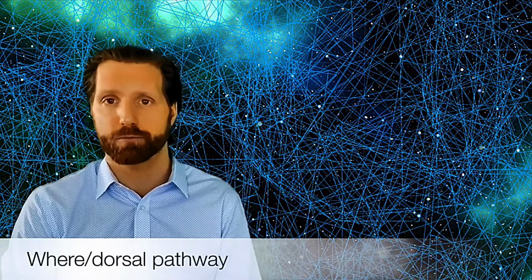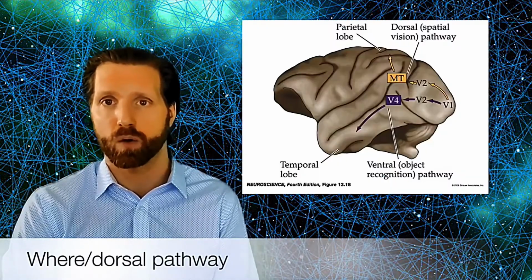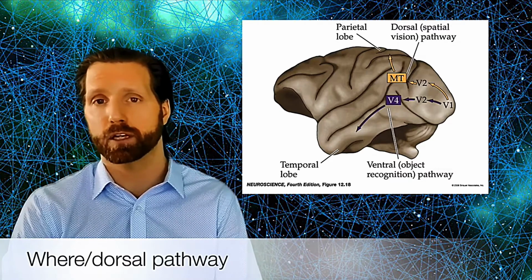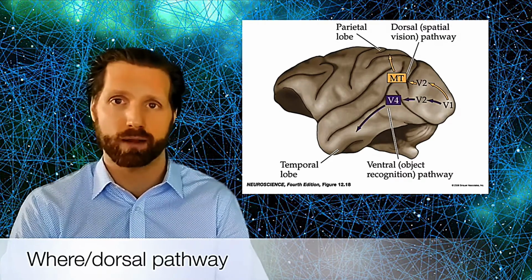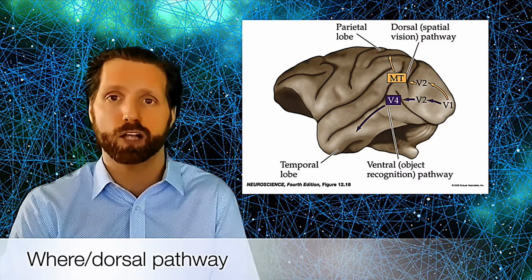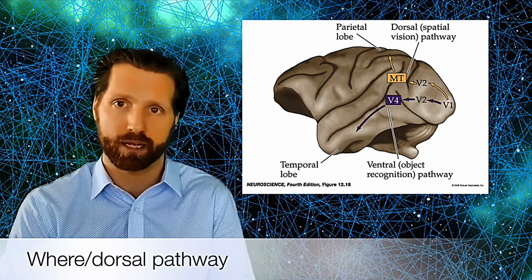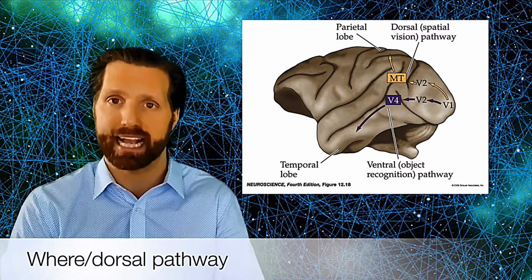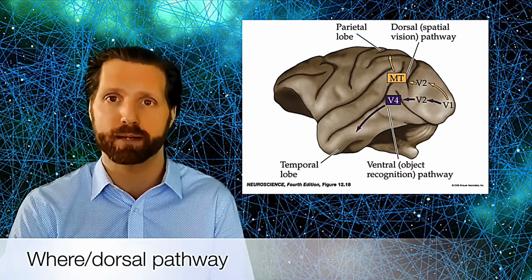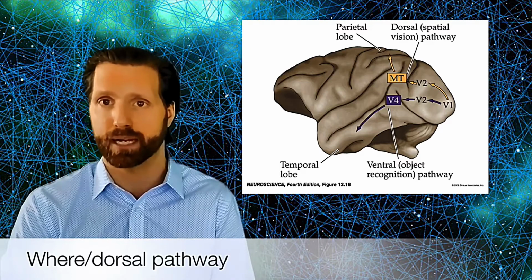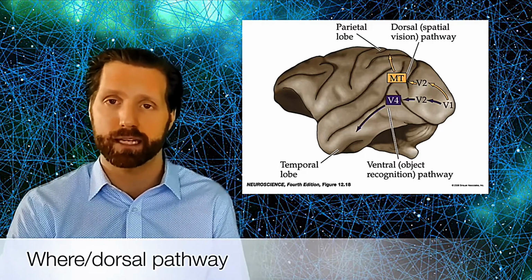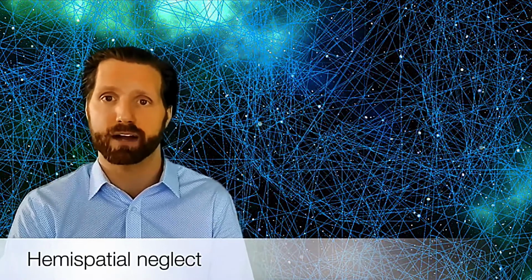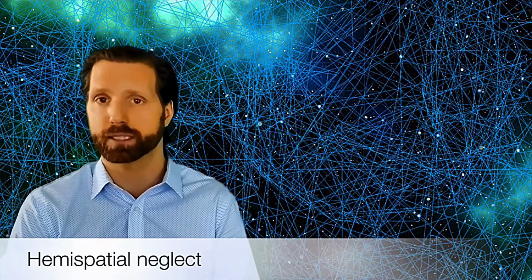The second major pathway is the where, or dorsal pathway. Here, information travels from the occipital lobe to the parietal lobe. While it's called the where pathway, it could also be called the how pathway because it's responsible for recognizing where objects are in space as well as guiding our motor movements in how to interact with that object. Damage to this pathway can lead to several conditions. One, called hemispatial neglect, involves problems with spatial attention.